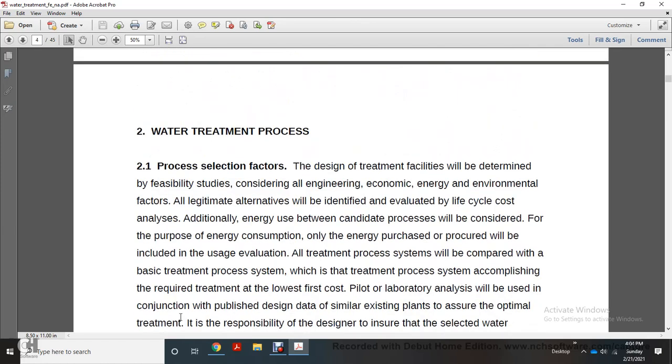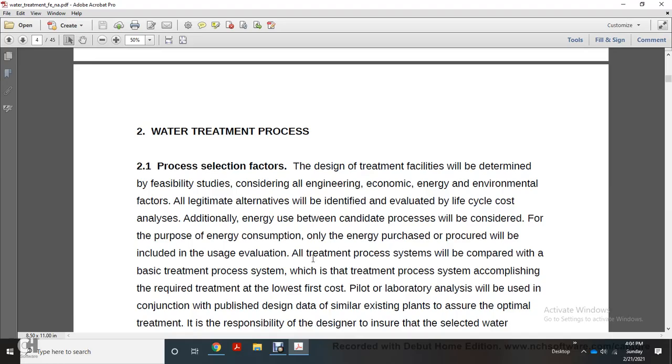2. Water treatment process selection factors. The design of the treatment facility will determine the feasible state, considering all engineering, economic, energy, and environmental factors. All legitimate alternatives will be identified and evaluated by life cycle cost analysis. Additional energy use of mechanical processes will be considered for energy consumption only, but the energy purchase will be included with the usage evaluation.